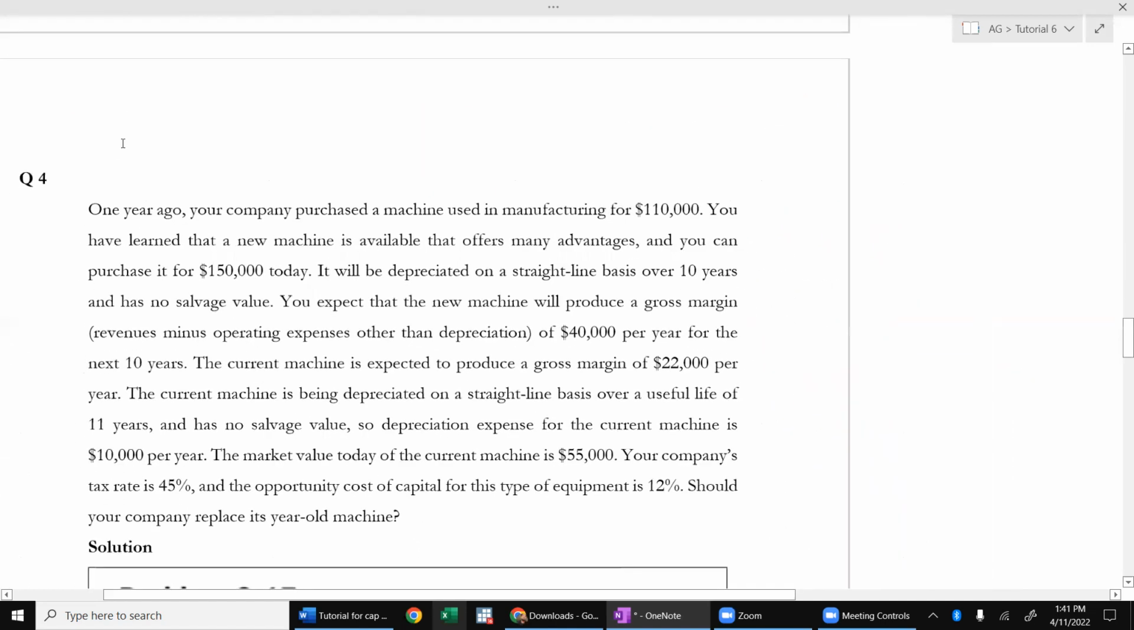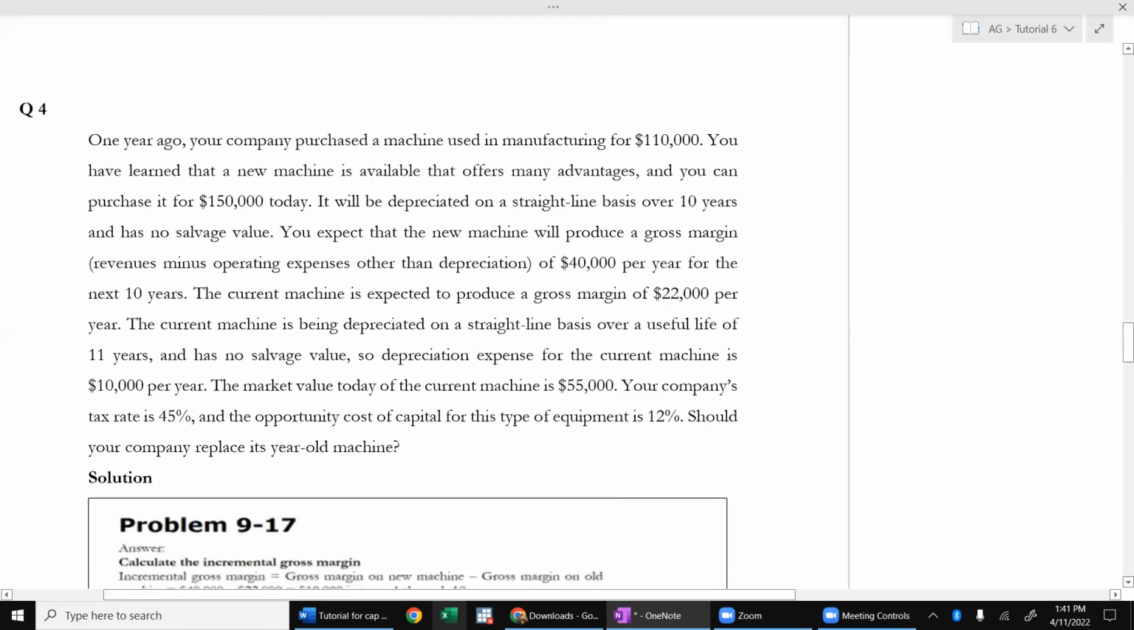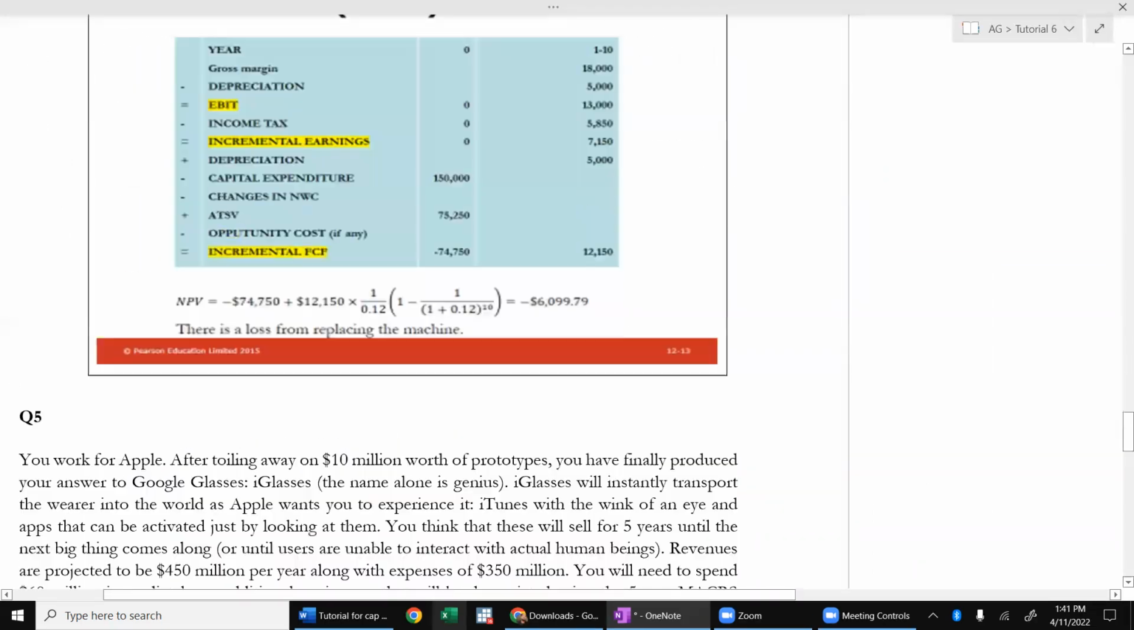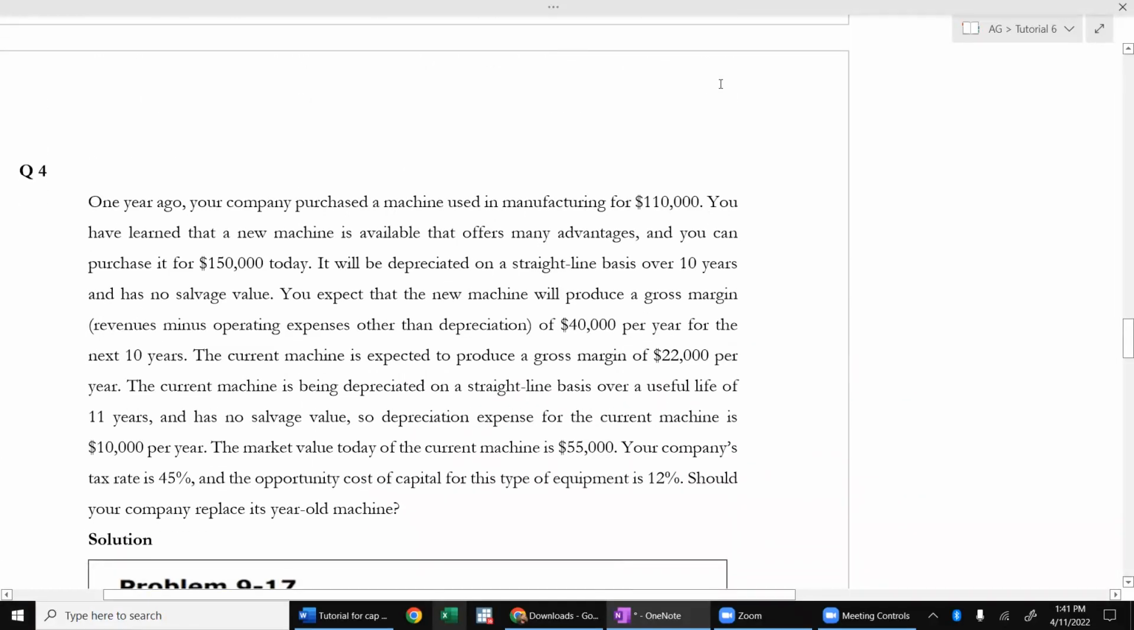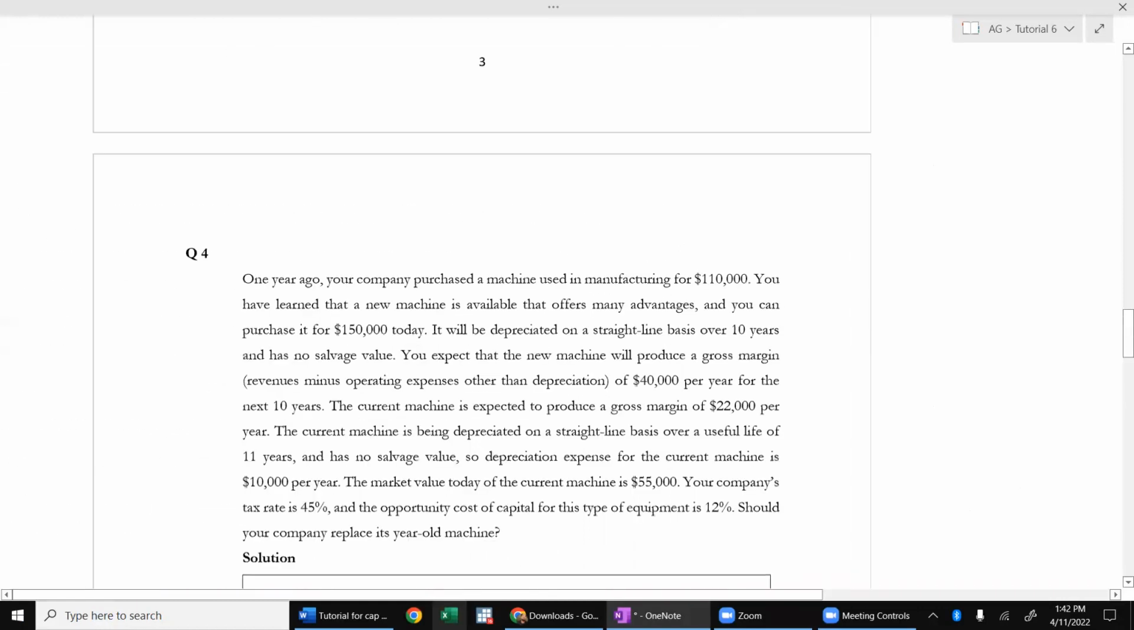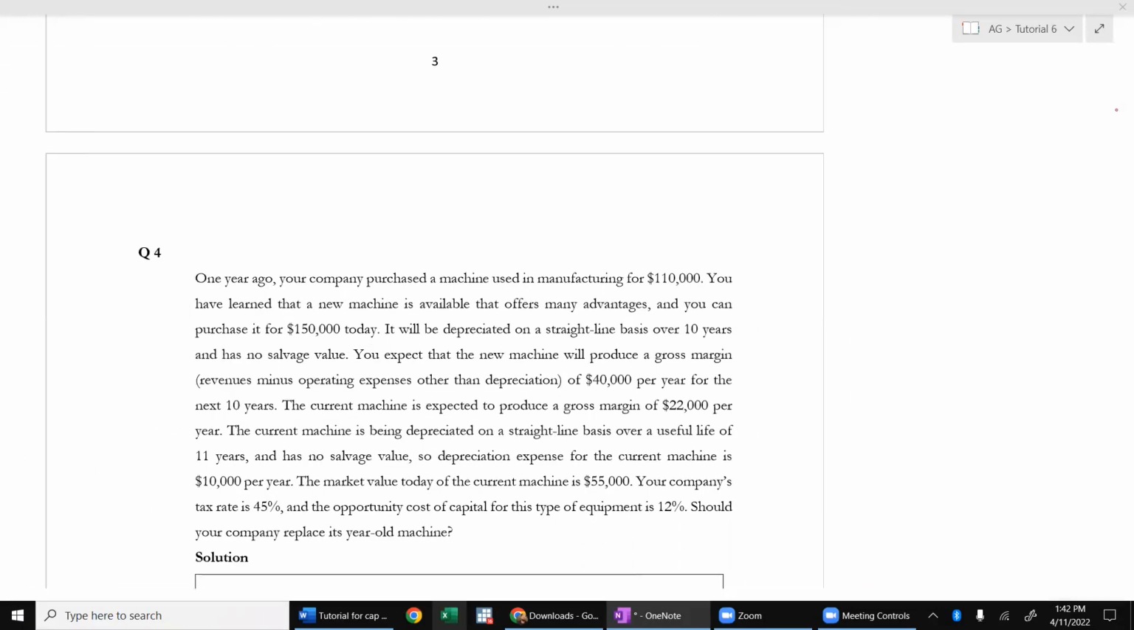Now we come to very hardcore questions on cash flow estimation. So we have question number 4 and question number 5. So we will be spending more time on these questions. Okay. So let's take this question.